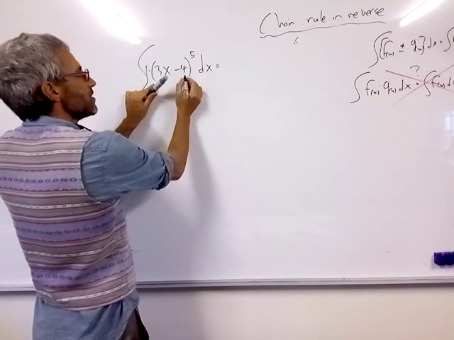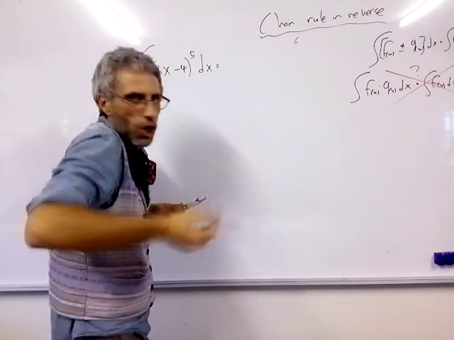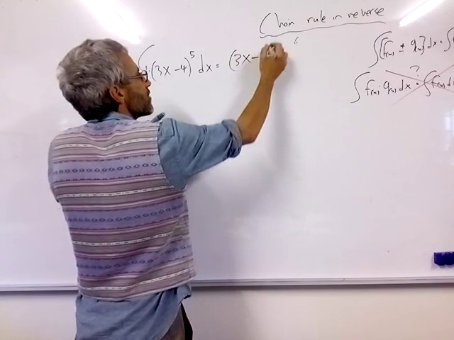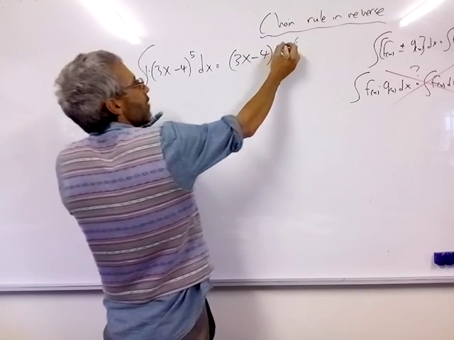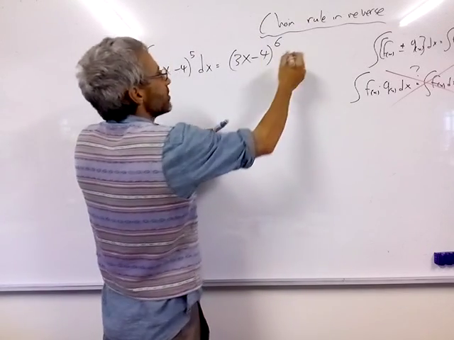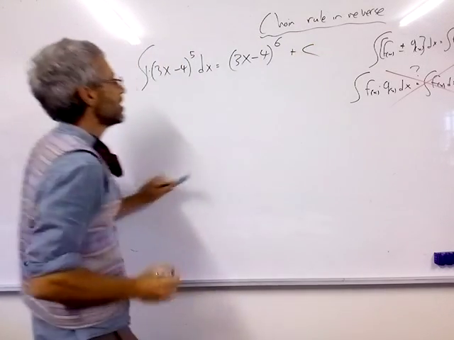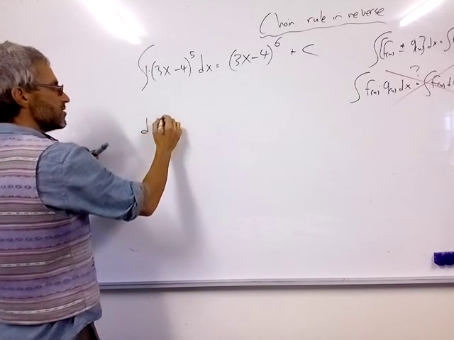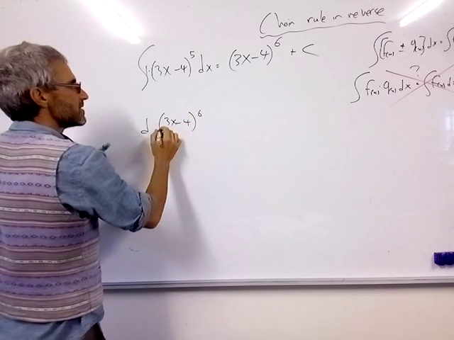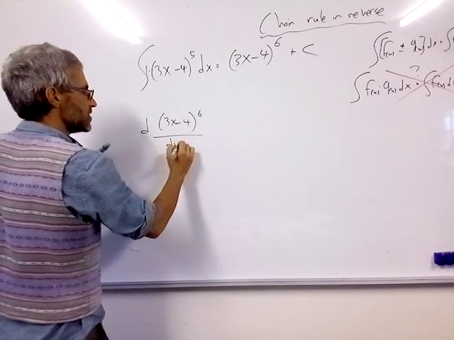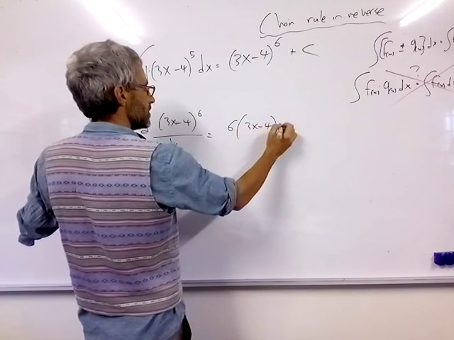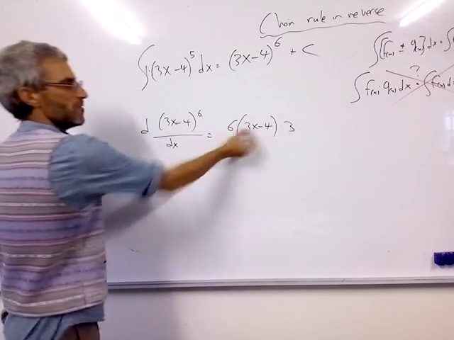So the function, hopefully you're getting the feeling. It's a lot of guesswork. The solution will be something like 3x minus 4 to the power of 6, always one above. We're going to divide or multiply it by something, plus c. Then on the other side, I'm going to try and do the derivative of that. The derivative of 3x minus 4 to the power 6 with respect to x is going to be 6 times 3x minus 4, times 3, because the derivative here is 3.